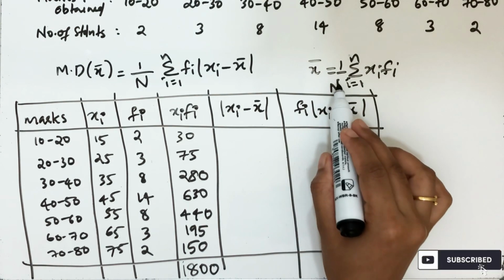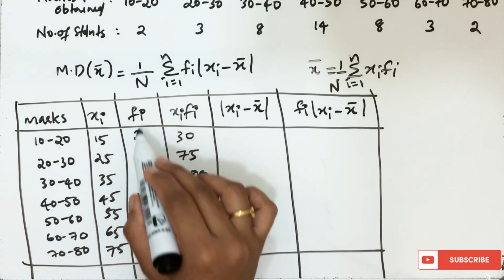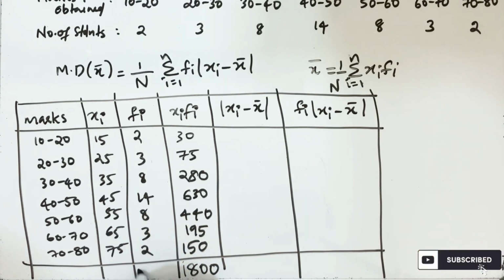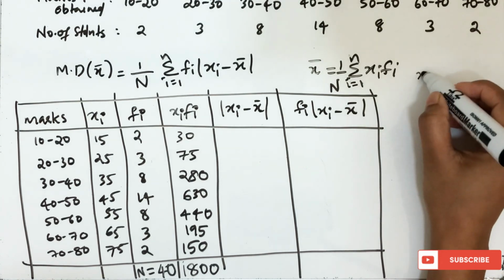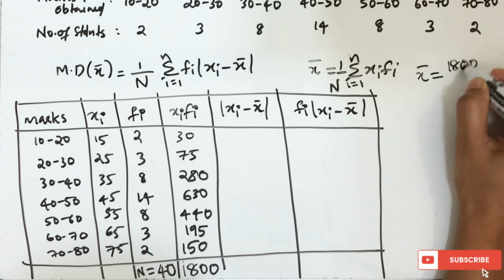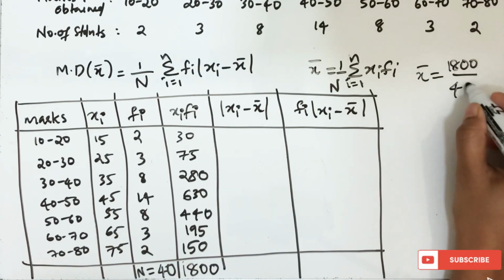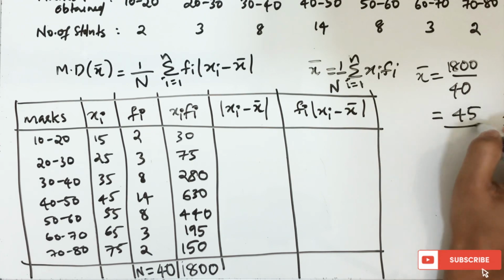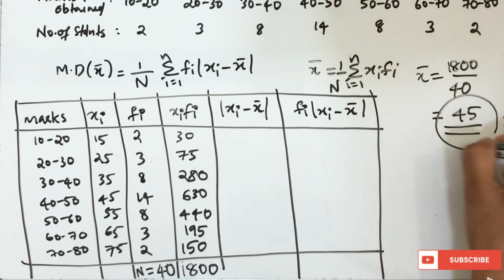What is capital N here? That is sigma fi: 2 plus 3 plus 8 plus 14 plus 8 plus 3 plus 2. That is, capital N is equal to 40. So we have sigma xi fi and N. Next we can find the mean. X bar is equal to sigma xi fi, that is 1800 divided by 40, which is equal to 45. So we get the mean 45.